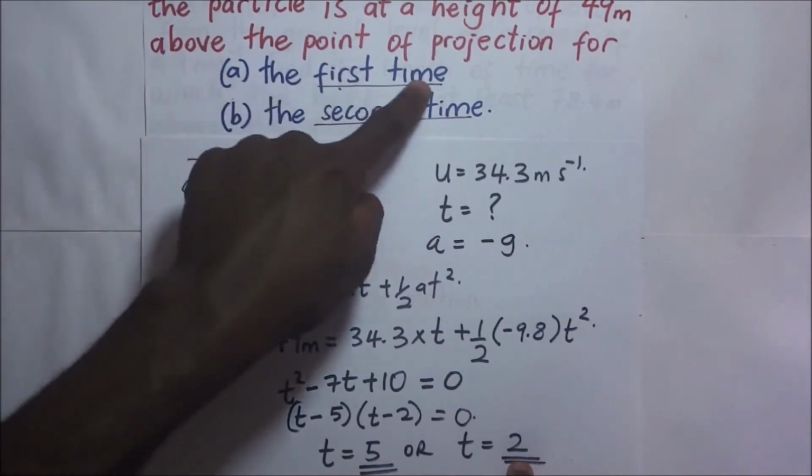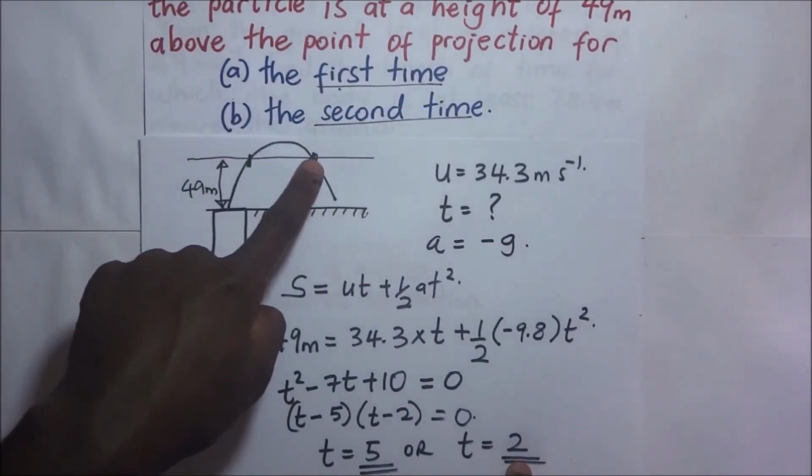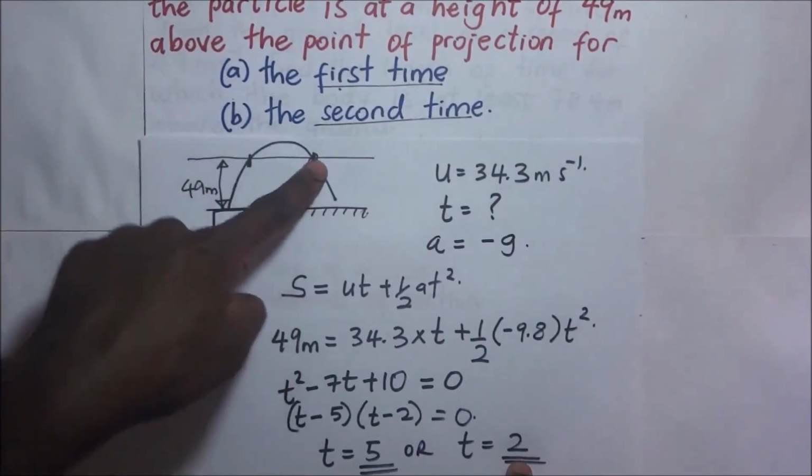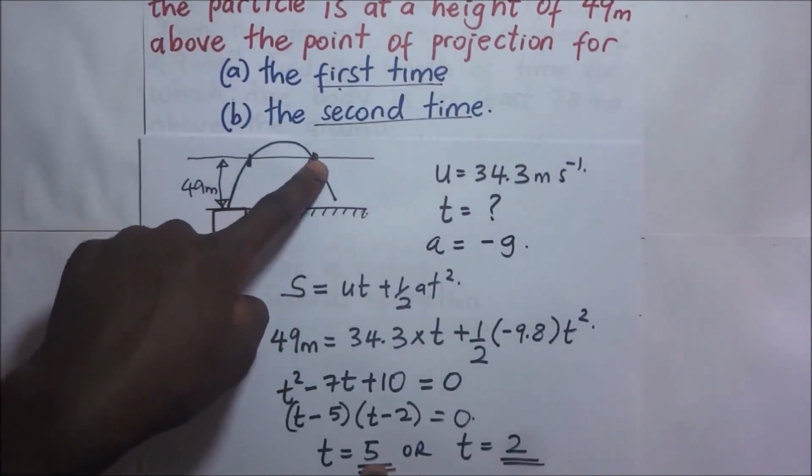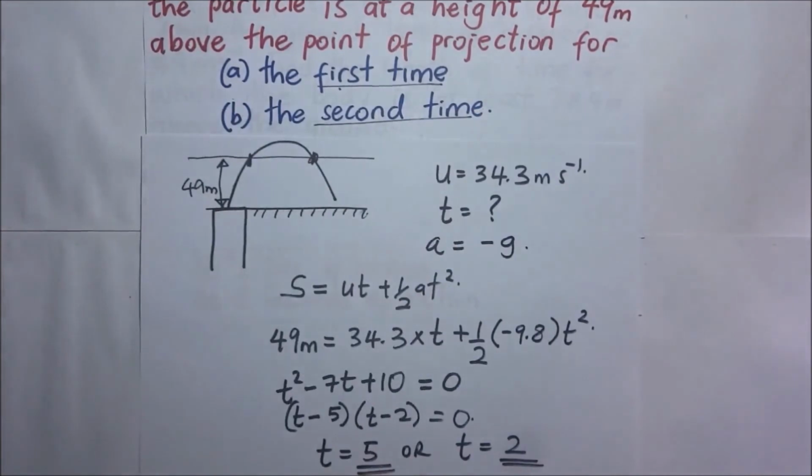So that answers part A. Then the second time it will be 49 meters above the point of projection is 5 seconds, and that answers part B. This brings us to the end of this video.